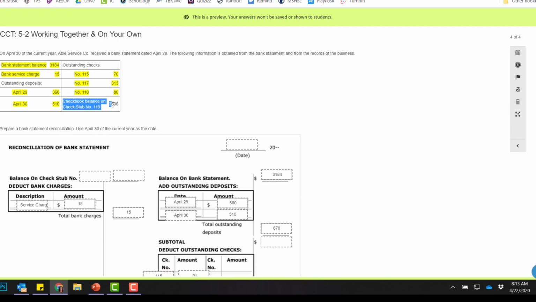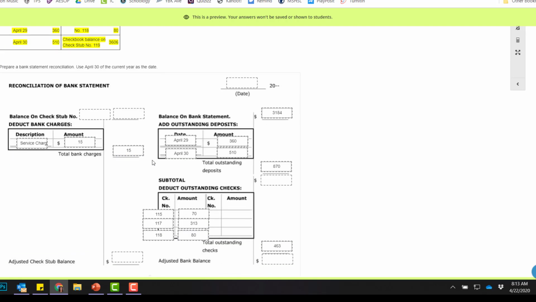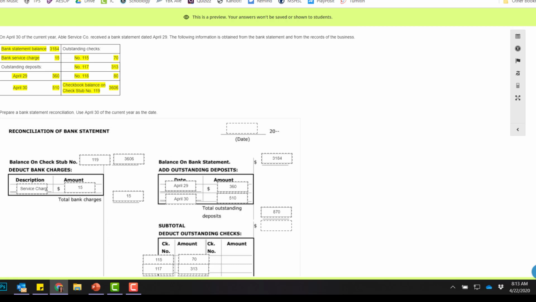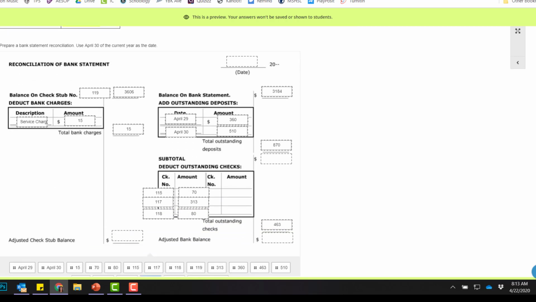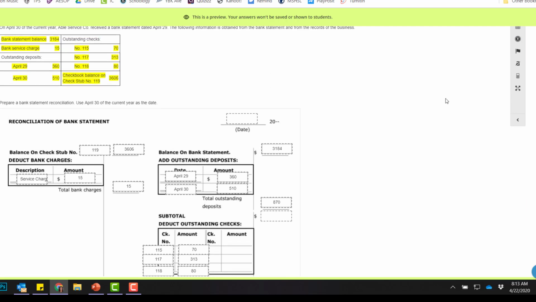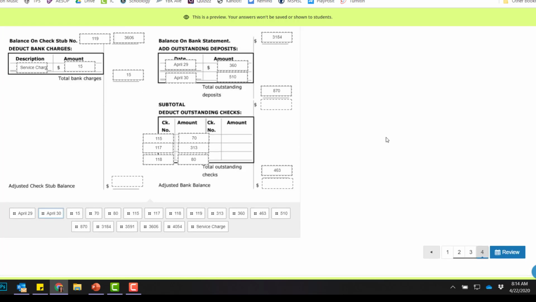And now it says checkbook balance on check stub number 119. That's my last thing I need to fill out. 3,606. So here's where it says balance on check stub, and the check stub number was 119. So 119, and then it was 3,606. So now that I've filled in all of the information they've given us, the last thing I need to do is make sure that I actually fill in the date. So it says use April 30th of the current year. So I forgot that. Let's go back.